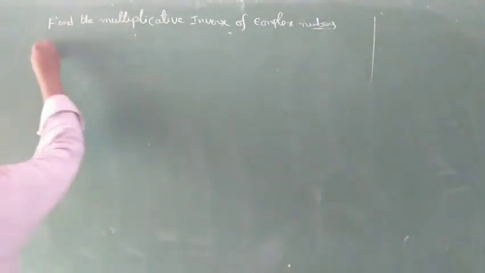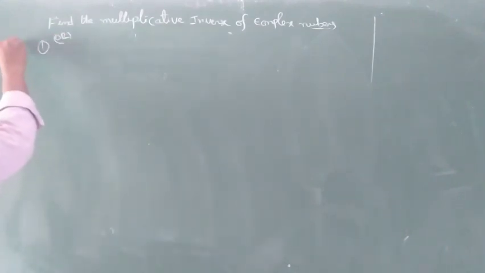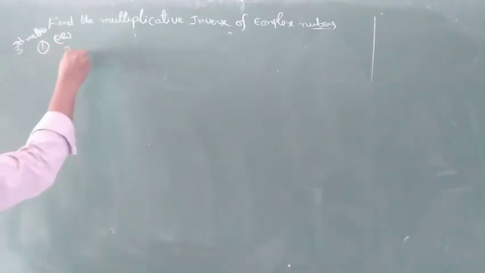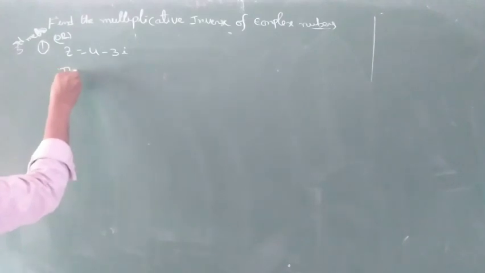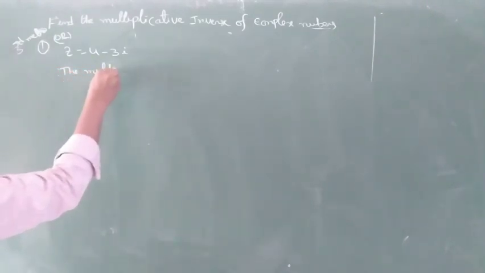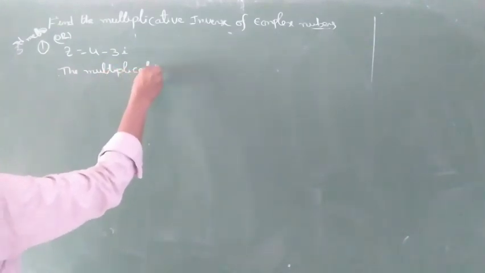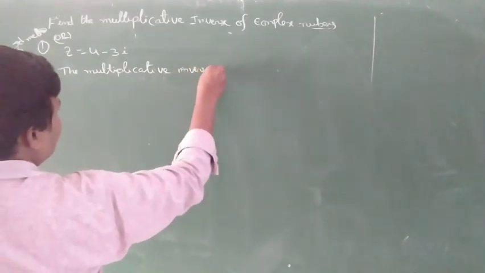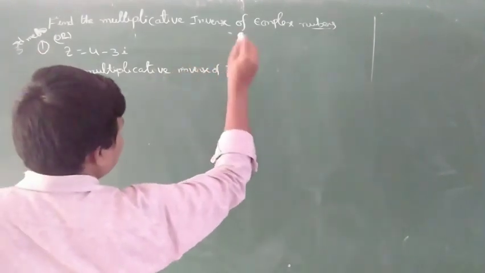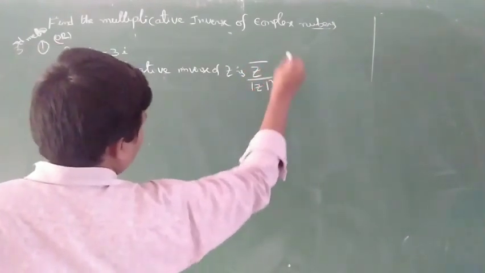Now what is the problem? Third method, and three methods are there. Third method. What is Z? Z is equal to 4 minus 3i. So the multiplicative inverse of Z is Z bar by mod Z whole square.